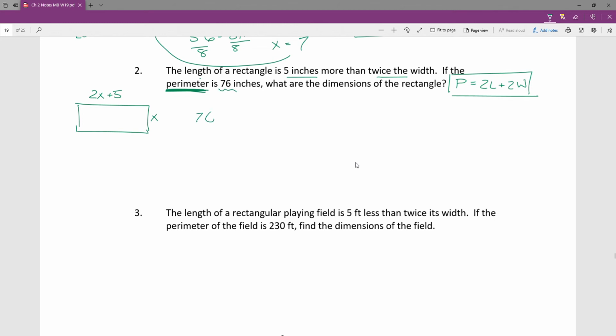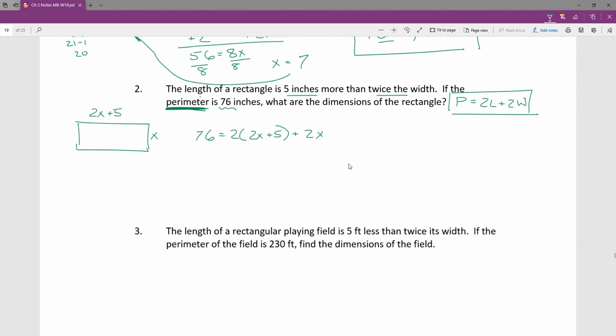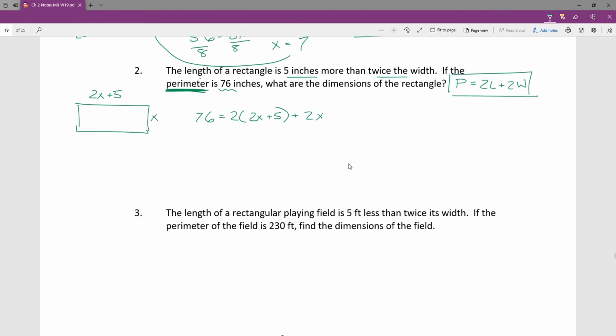So the perimeter is 76, sorry, equals 2 times the length, so that's 2x plus 5, plus 2 times the width, so there's a 2x. Okay, so in solving this one, I need to use the distributive property to crack open those brackets. It'd be 76 equals 4x plus 10 plus 2x.